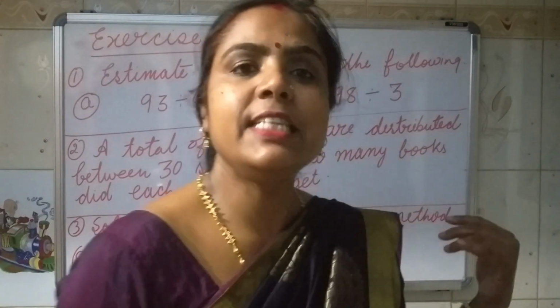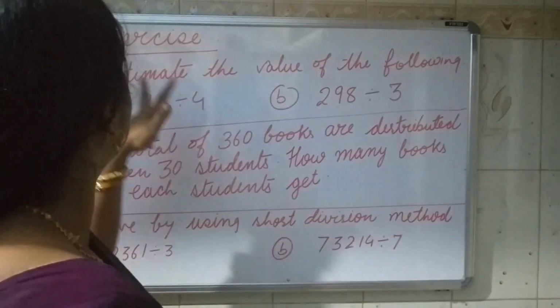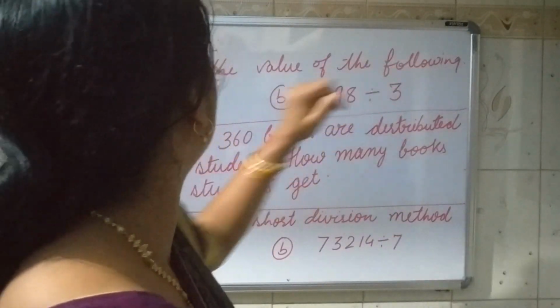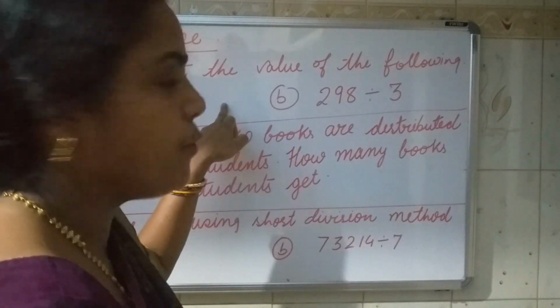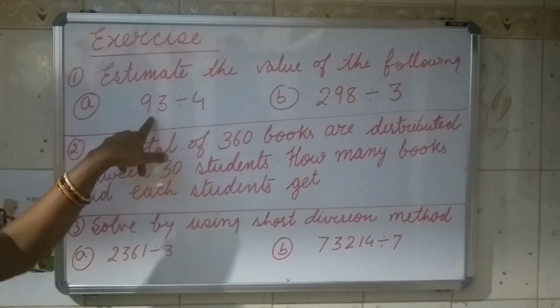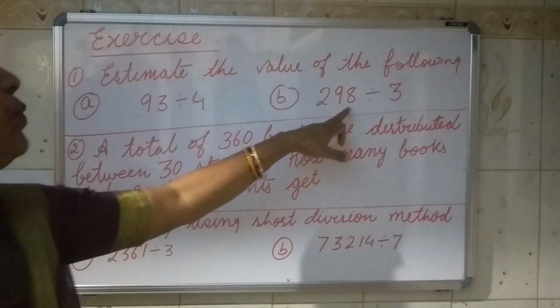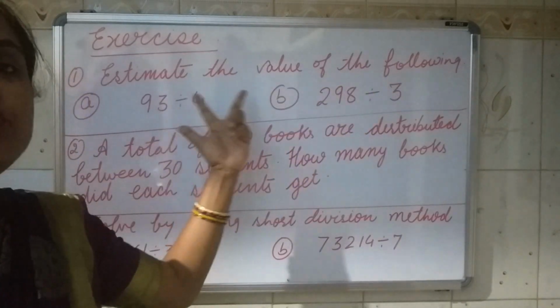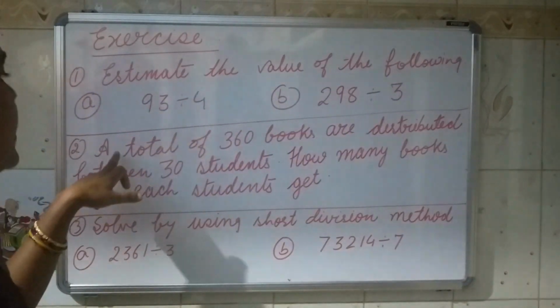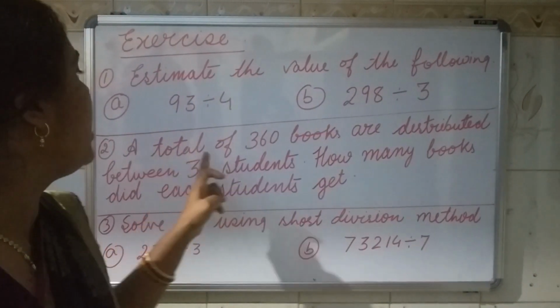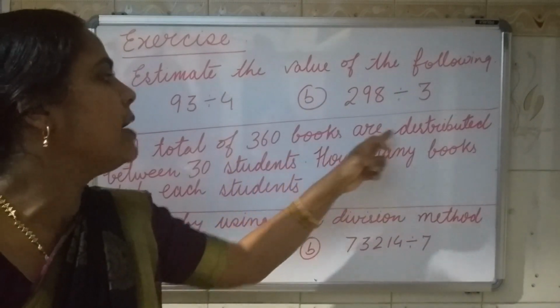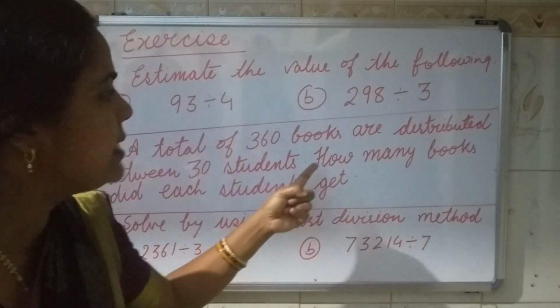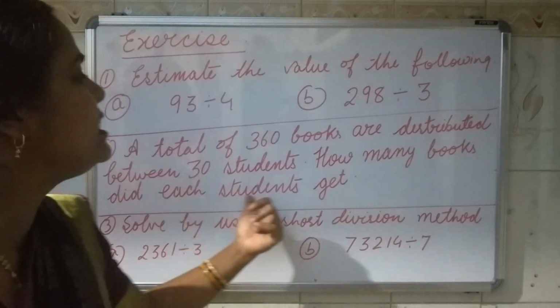Now solve these 3 questions in your copy. First one, estimate the value of the following: 93 divided by 4 and 298 divided by 3. These are 2 questions of estimation. The second one is the word problem. A total of 360 books are distributed between 30 students. How many books did each student get?